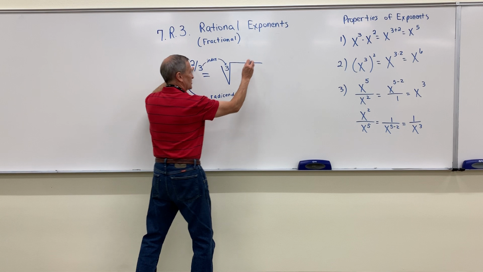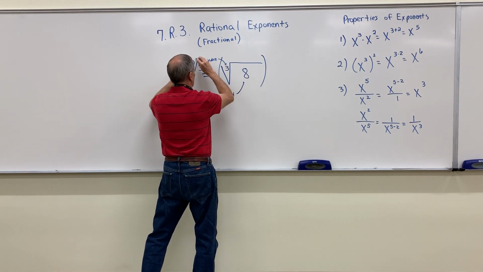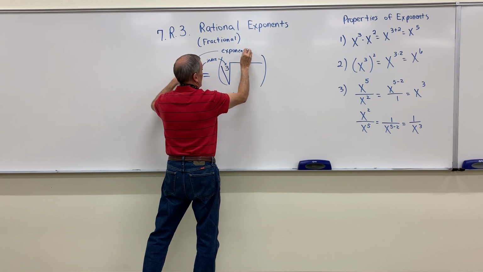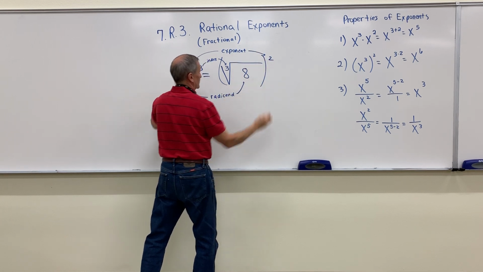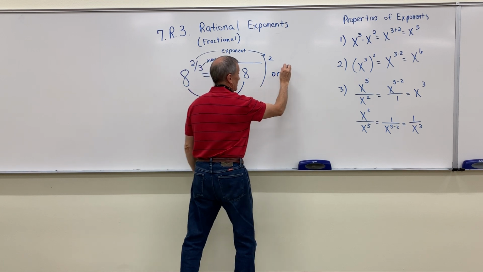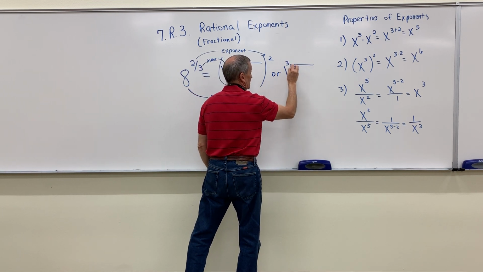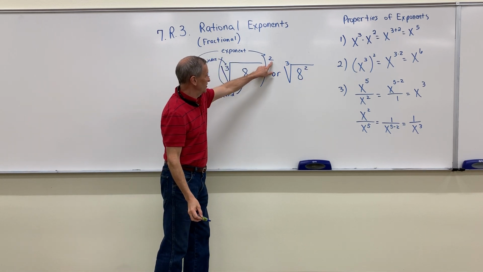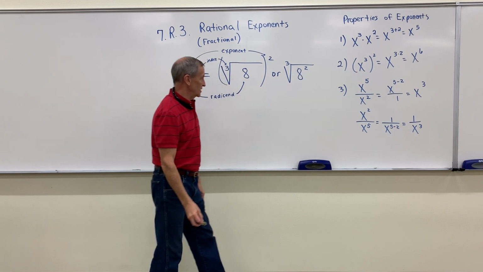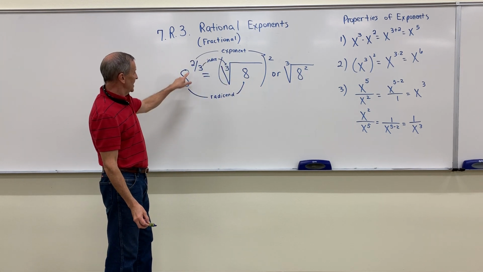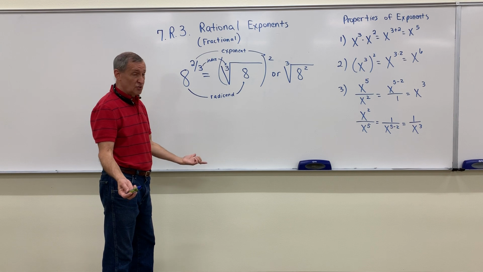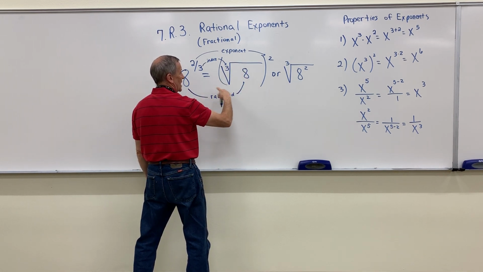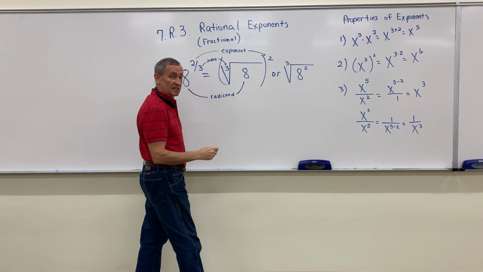Now you can either put the exponent on the outside or the inside. Or you can do it this way. Either way is fine. So the exponent can go on the outside or the exponent can go on the inside. So basically 8 to the 2/3 tells me I have a job to do. I've got to find what's called the cube root of 8. Then I have to take it to the second power.